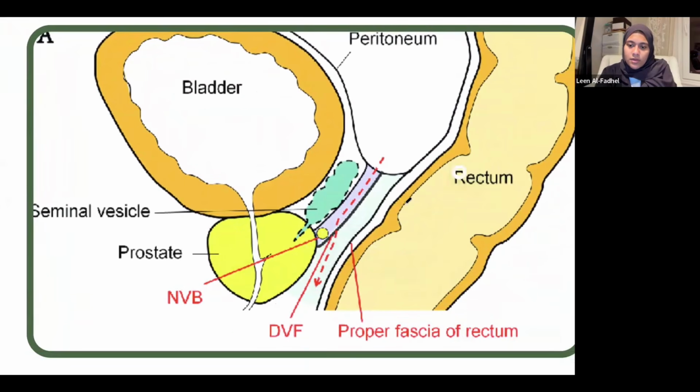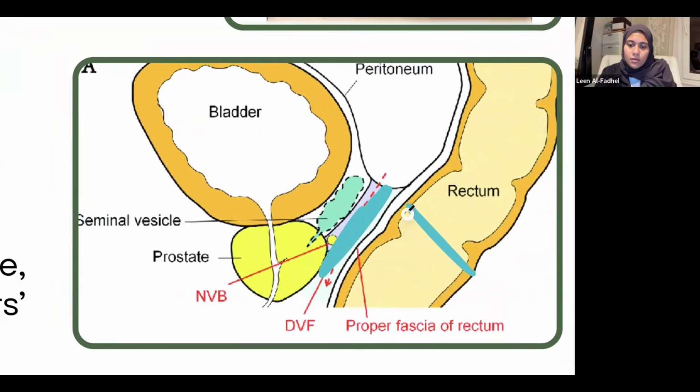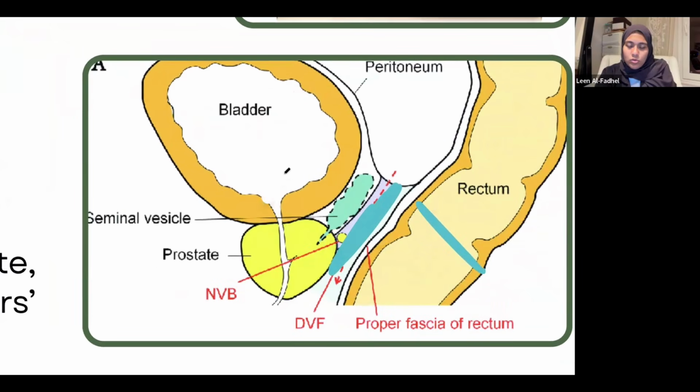So what I was trying to get at here is that here's the rectum, here's the lower 1/3, and here is the fascia. What is it separating? It's separating the rectum from the seminal vesicles, prostate, and bladder. In females, it will separate it from the vagina.